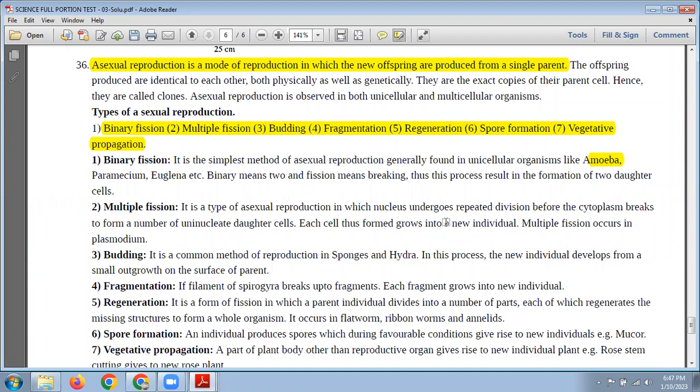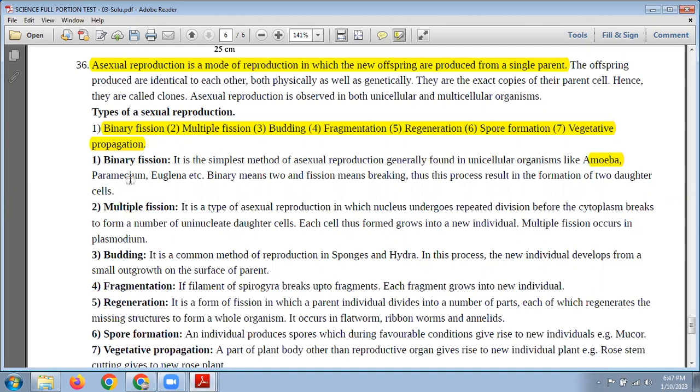In multiple fission, within a cell many spore-like bodies are formed, for example in the malarial parasite. Many spores are formed inside, and under favorable conditions the spores burst out, and then new organisms are produced. So binary fission has two different types, and multiple fission is different. But fission is division; there is only a little variation between these different division processes.